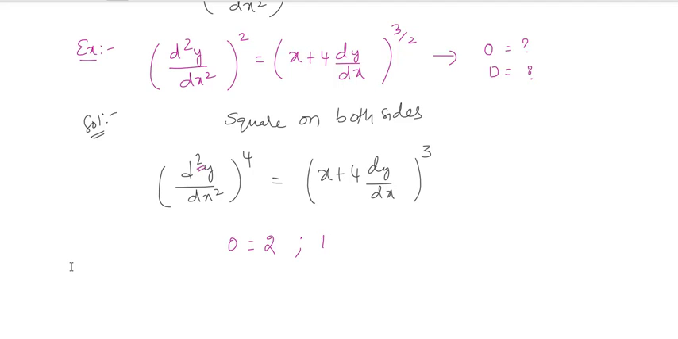Then similarly, the degree is the highest power of the highest derivative. See, don't take this dy by dx whole power 3, it is not required. The highest derivative is 2 and its power will be 4. Hence the degree for this is 4. That is how you need to calculate the order as well as the degree.